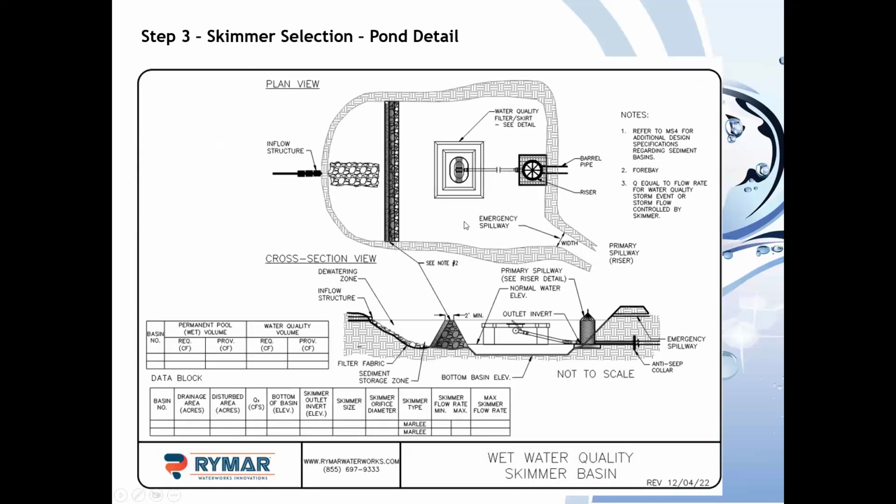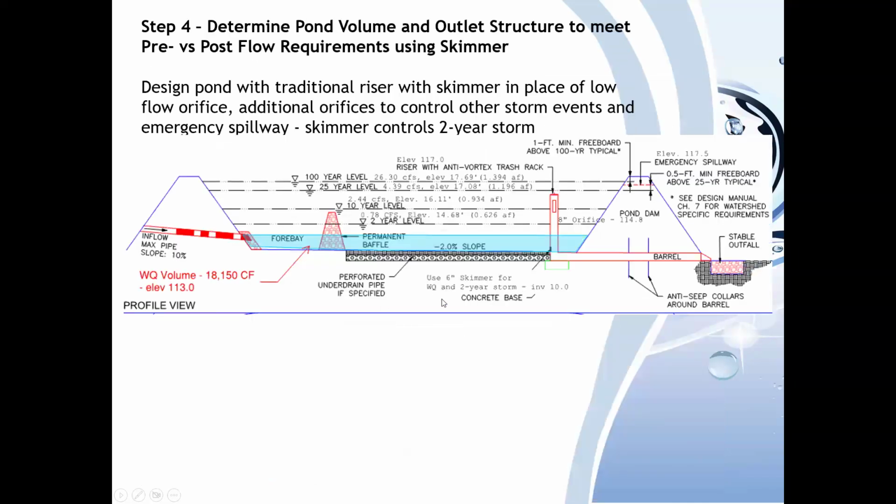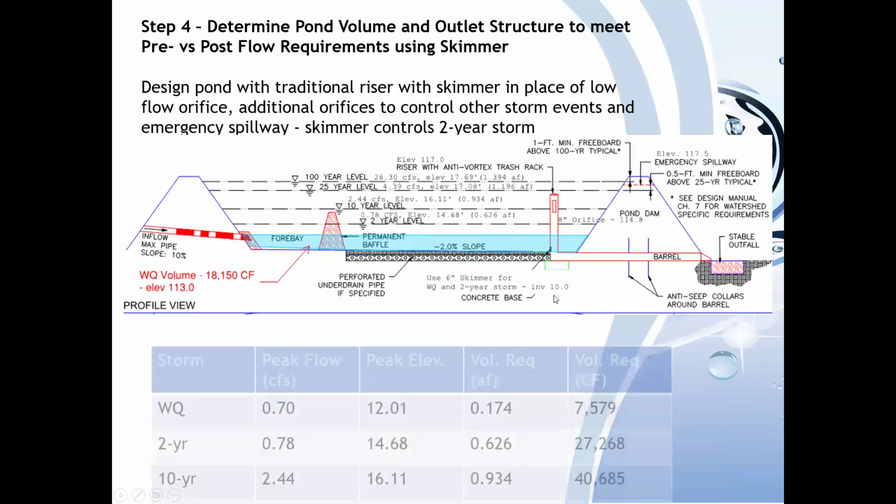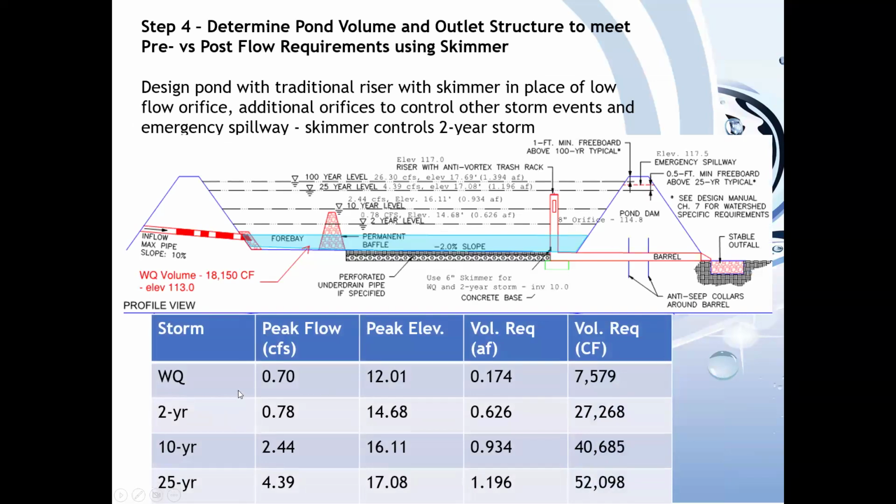So this is the pond detail for the filter. And then, if we run that through the hydrology program, what we're going to find out is our water quality event now flows out at 0.70 CFS. So it's nearly 3 times what we were flowing before. And our 2 years, and it only uses 7,600 cubic feet of volume.